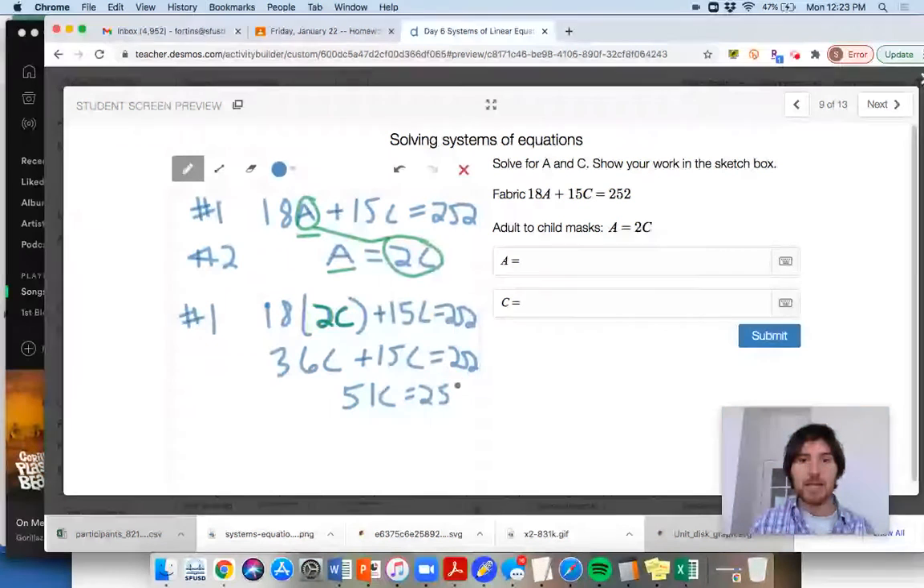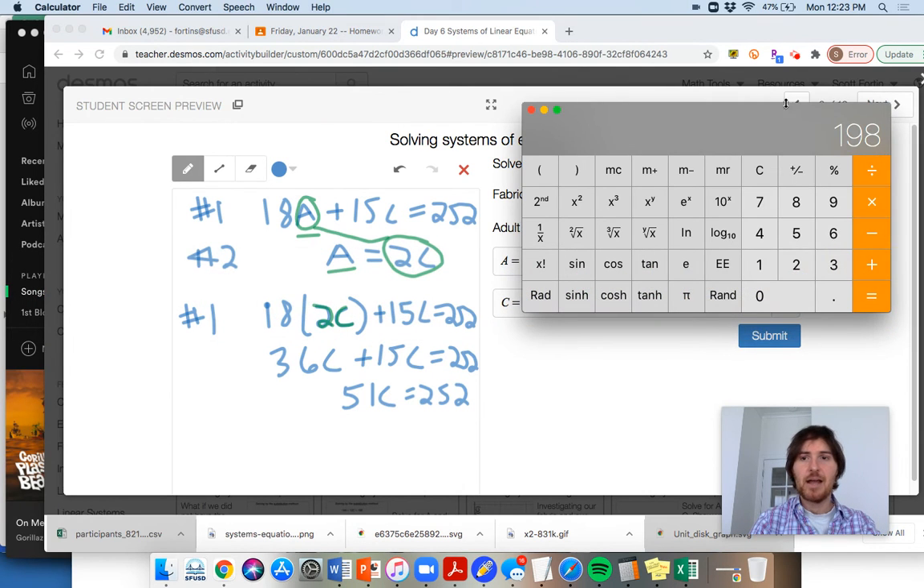Again, it looks like we're going to get a decimal, because I know that 51 is not going to go into 252. 50 would go into 250, but let's check it out. We divide both sides by 51, because we have 51 C's and want to figure out how much 1 C is worth. So 51 C's divided by 51 tells you what 1 C is.